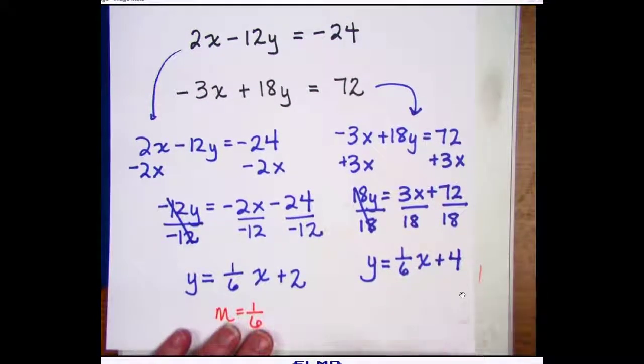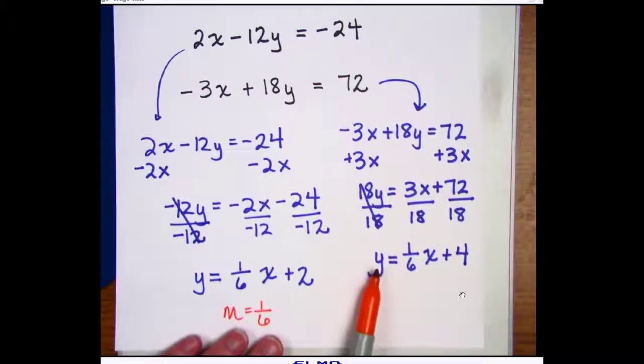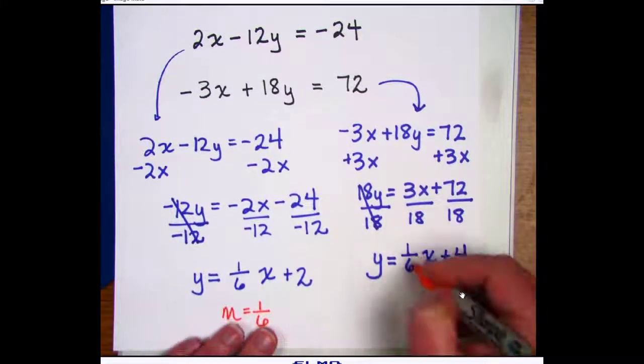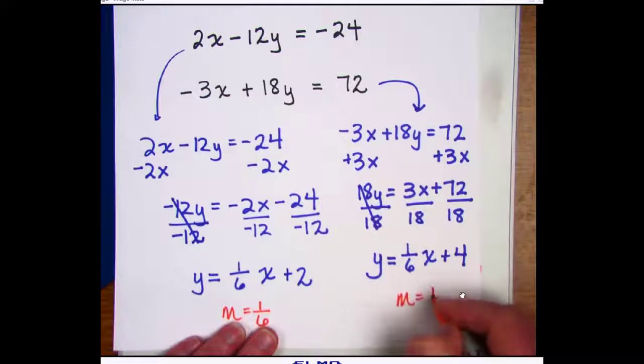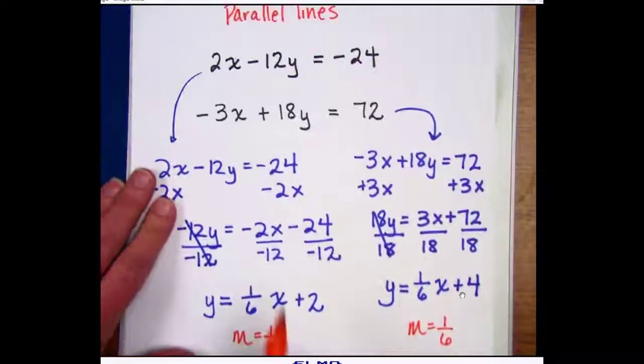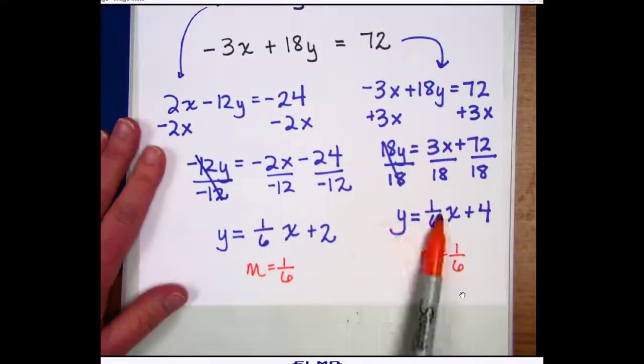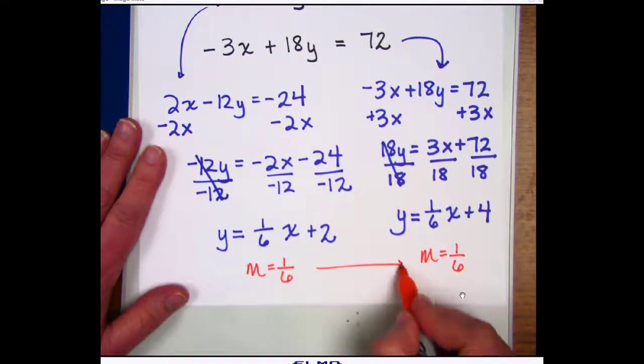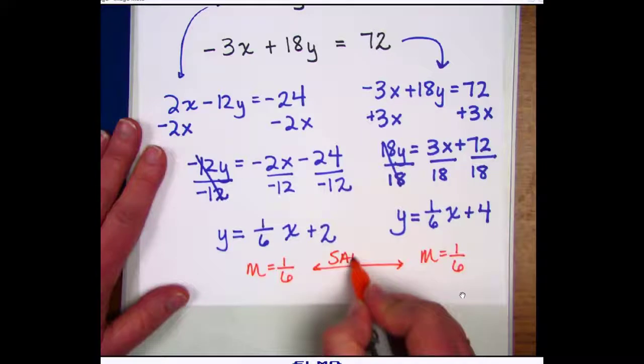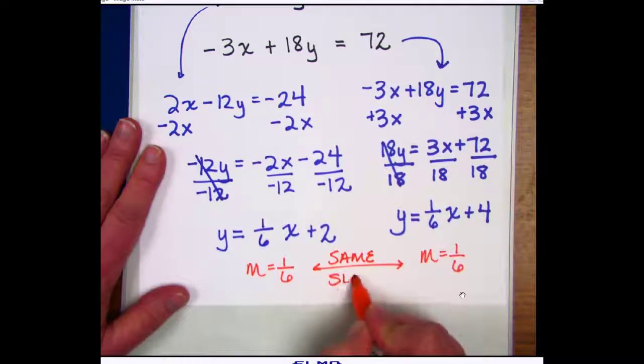Now, once it's in slope-intercept form, meaning y is isolated, I can read off my slope. It's going to be right here, 1/6. And while it doesn't appear that these are parallel lines, when I get them in slope-intercept form, I see immediately they have the same slope, and that means they are parallel.